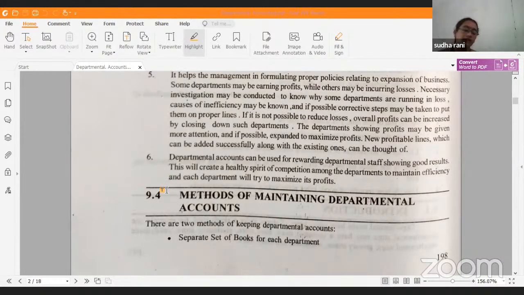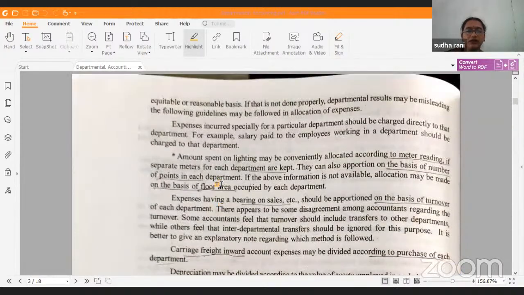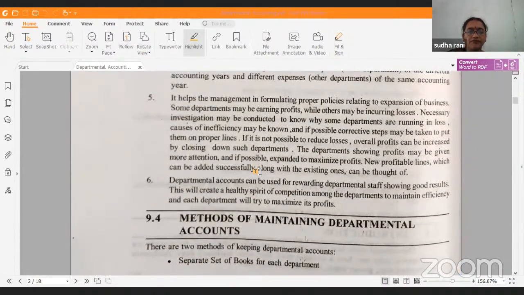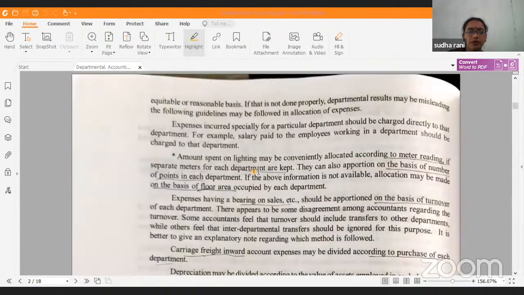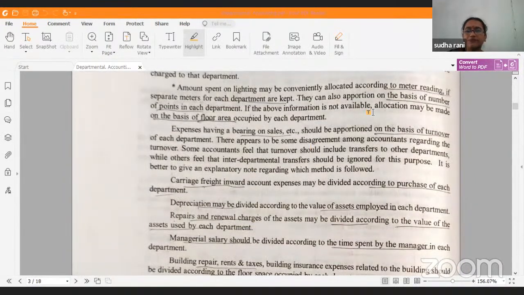There are various expenses a firm generally makes, and these may be combined or separate. Individual expenses are recorded for the department concerned. The combined expenses are to be allocated on different bases. So here let us see the important topic: how do you allocate these combined expenses?